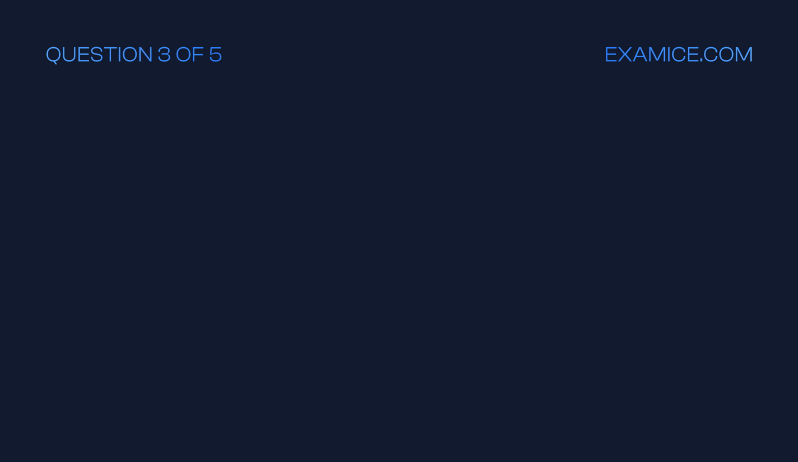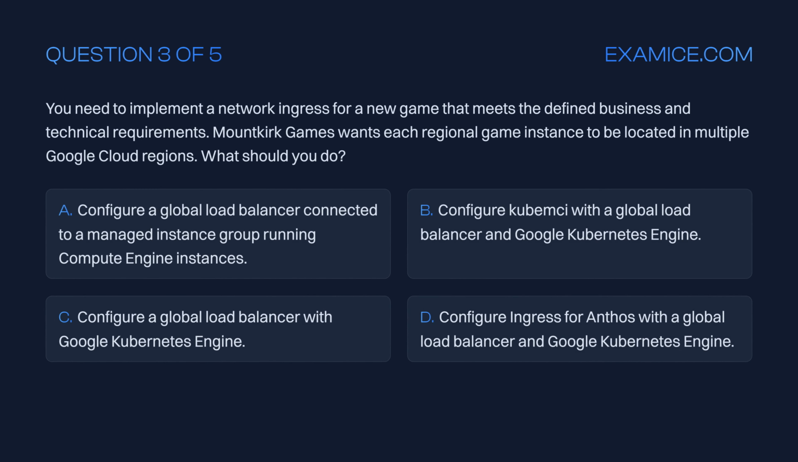Question 3. You need to implement a network ingress for a new game that meets the defined business and technical requirements. Mount Kirk Games wants each regional game instance to be located in multiple Google Cloud regions. What should you do?